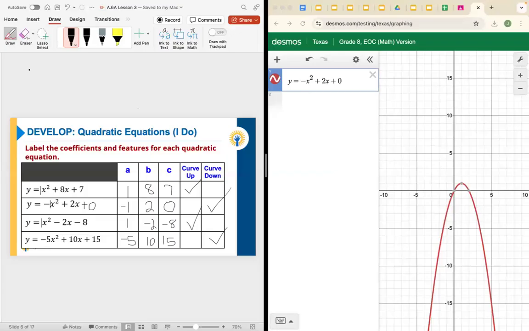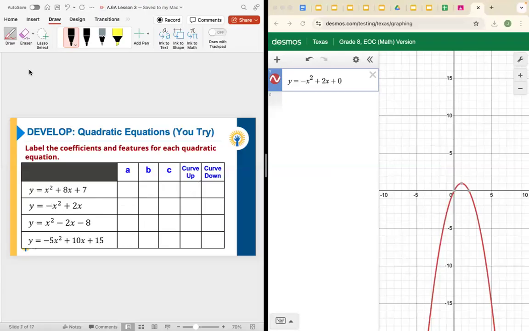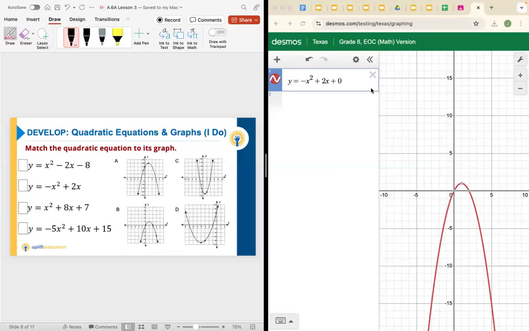All right. So now we have learned how to label the coefficients from our quadratic equation, similar to what we've already learned in the past, our A, B, and C, and how to describe if it's going to curve up or curve down based on that feature. Let's look at another example.